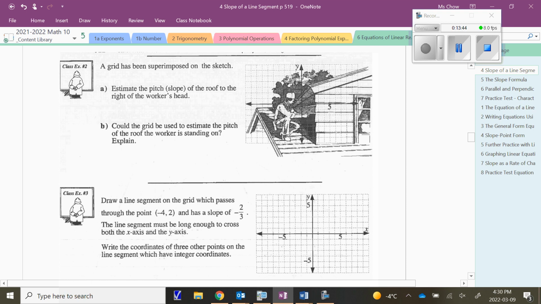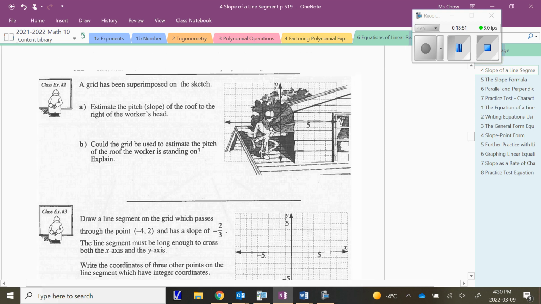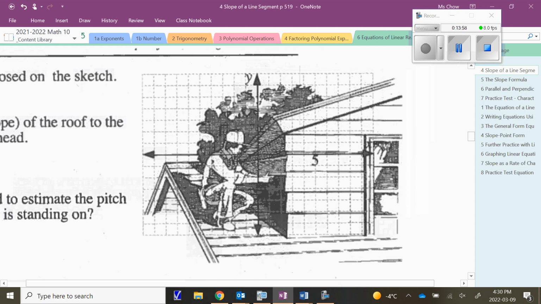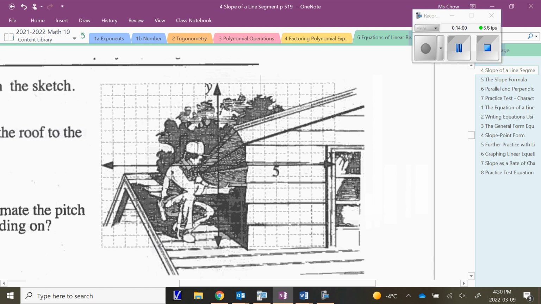Okay, so let's take a look at this one then. A grid has been superimposed on our sketch, and we want to estimate the slope of the roof to the right of the worker's head. So what we want to do is try to identify some points on that roof line, so take a moment and see if you can find a couple of points that look like they're going through integer coordinates. So I've got one there and maybe one here. Okay, does that look reasonable?